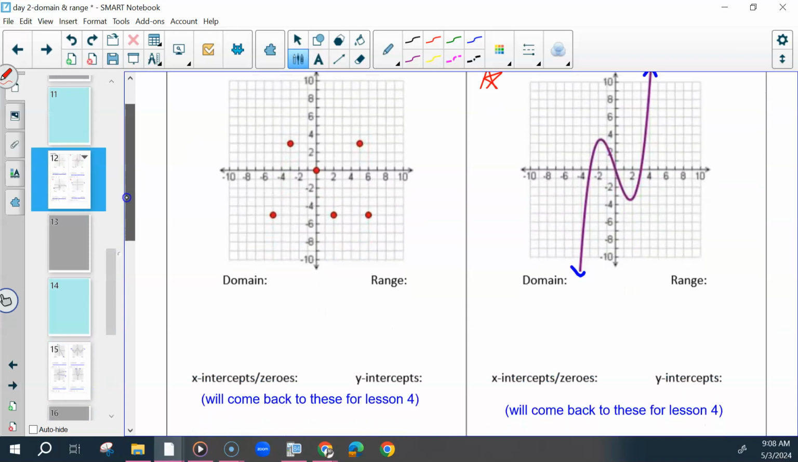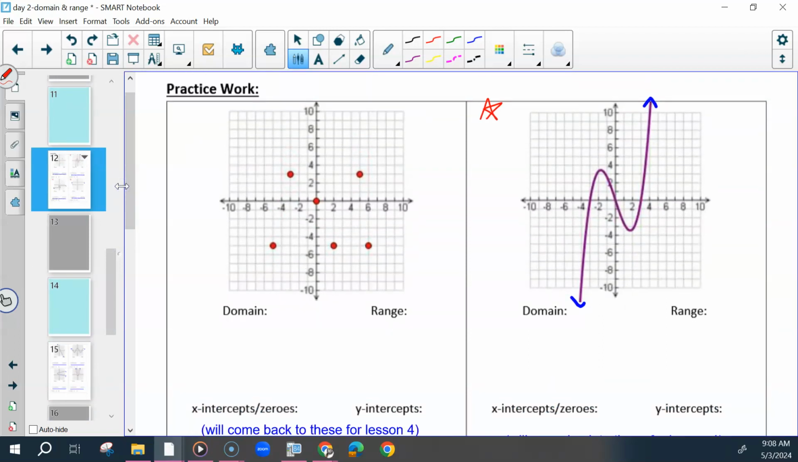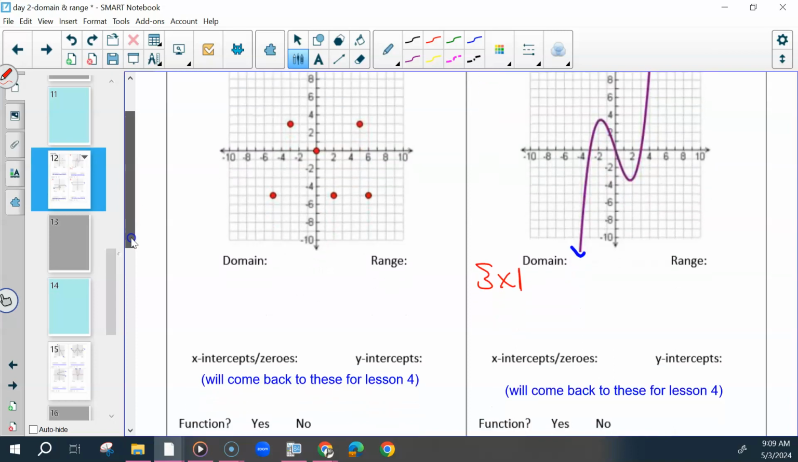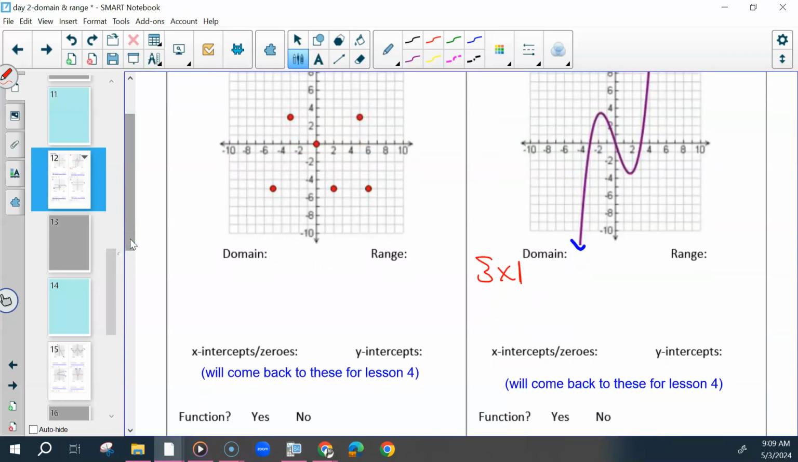Alright, so starting with this one. Remember, imagine your domain. What's the furthest point to the left on this one? If this keeps going down and left. Okay. What about the furthest point to the right? So then what would this domain be? All real numbers.